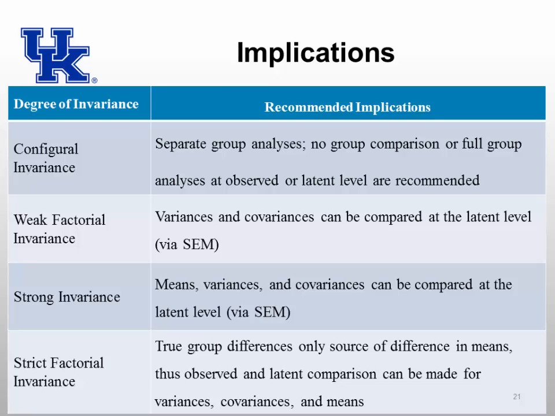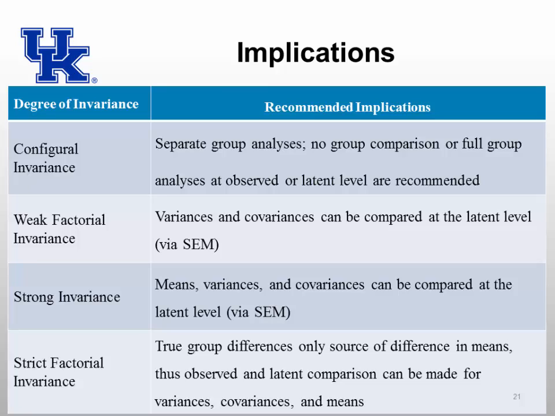We cannot make group comparisons or full group analyses for either the observed or latent level if this is as much evidence as I'm able to achieve. If I get evidence for weak factorial invariance, we now know that we can compare the variance and the covariance for my groups at the latent level using structural equation modeling. If we get evidence for strong invariance, the implications are that we can compare the mean, the variance, and the covariances for the latent structure, the latent factor, again with SEM.